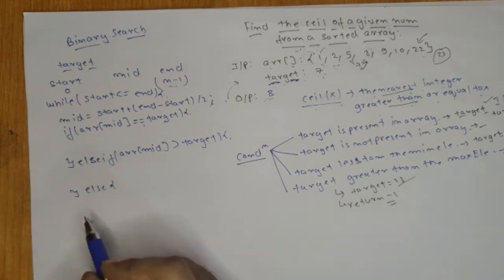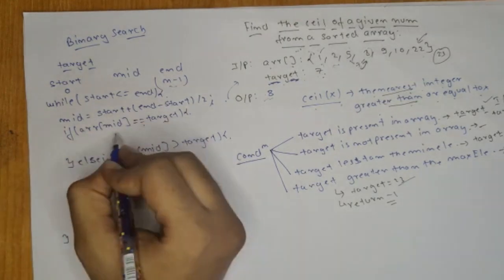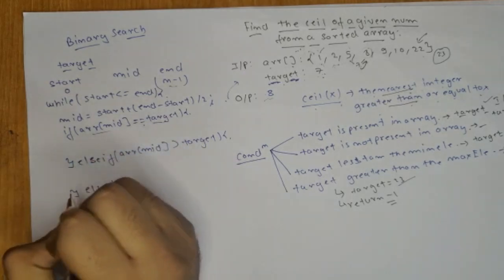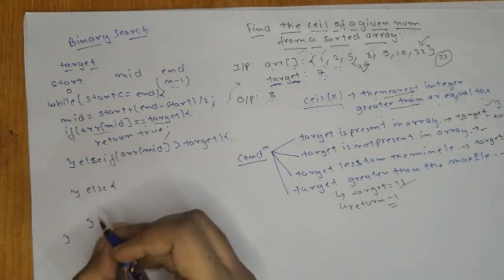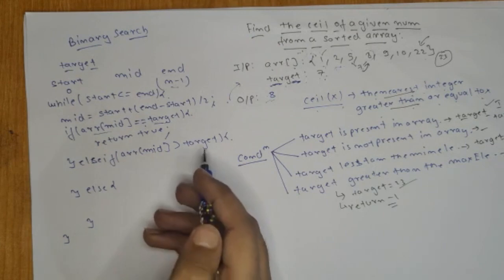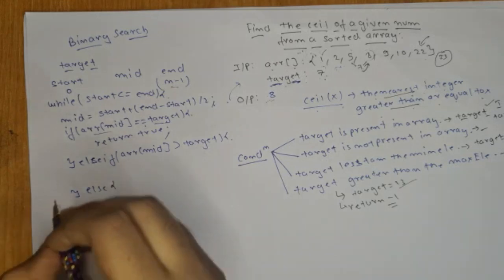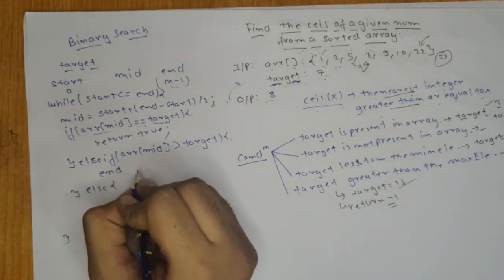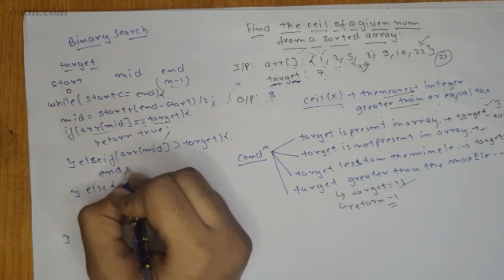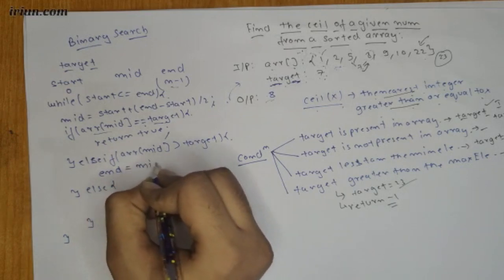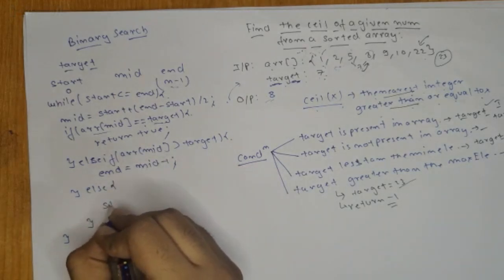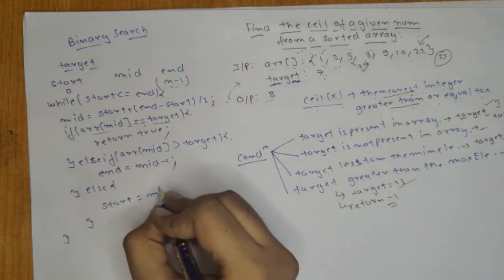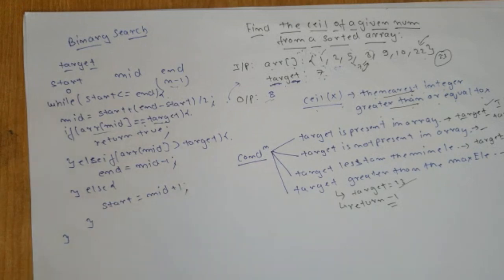So what we were doing: if our middle element was equal to the target, then we were returning true. What if the middle element was greater than the target? It means the target was somewhere in the first half of the array. Then we were restricting the search to the first half of the array by changing the end value to mid -1. And what if the target was greater than the mid element? Then we were restricting the search to the second half. So that is what we were doing.